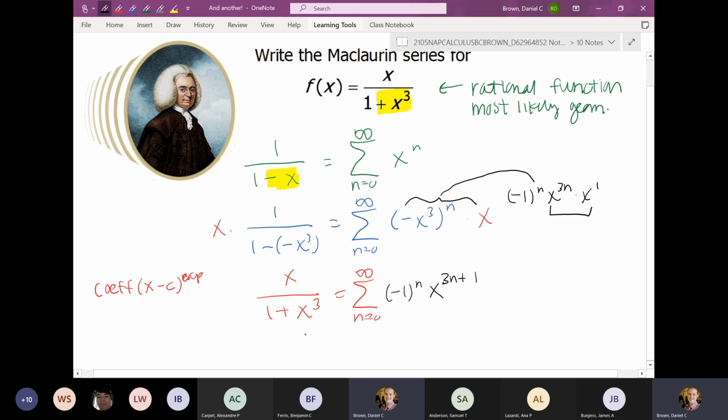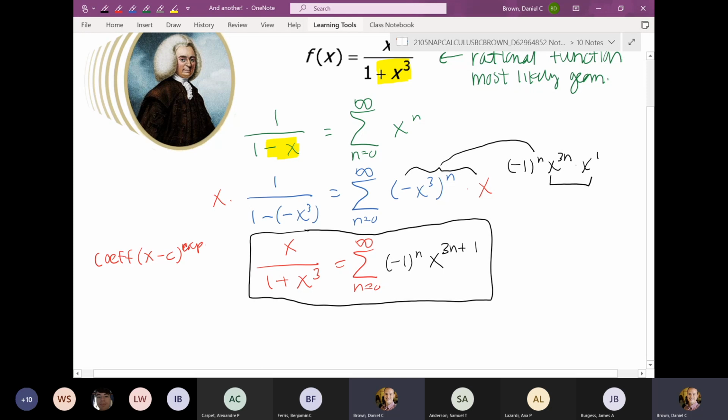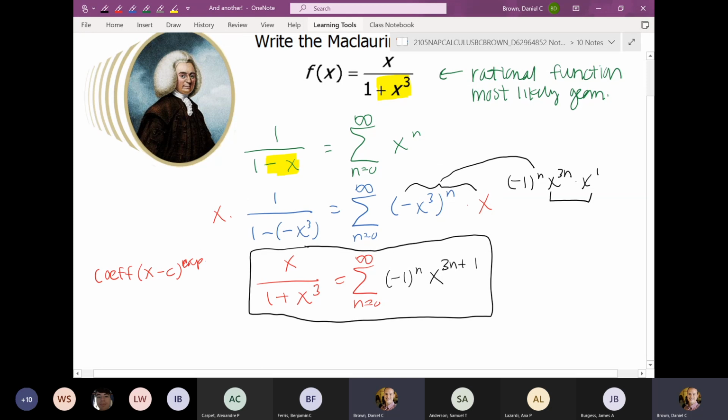So what is a Maclaurin series for that function f of x? It is what we see on the right-hand side. I am going to add a little disclaimer to this one. The geometric series we know only converges when the absolute value of x is less than 1.